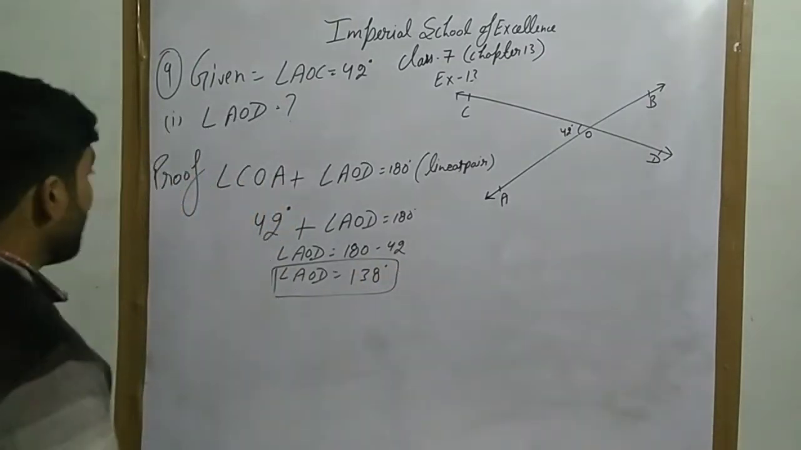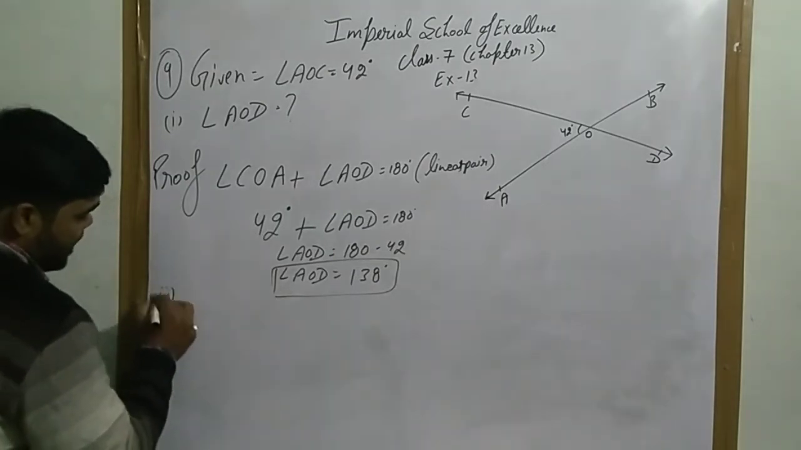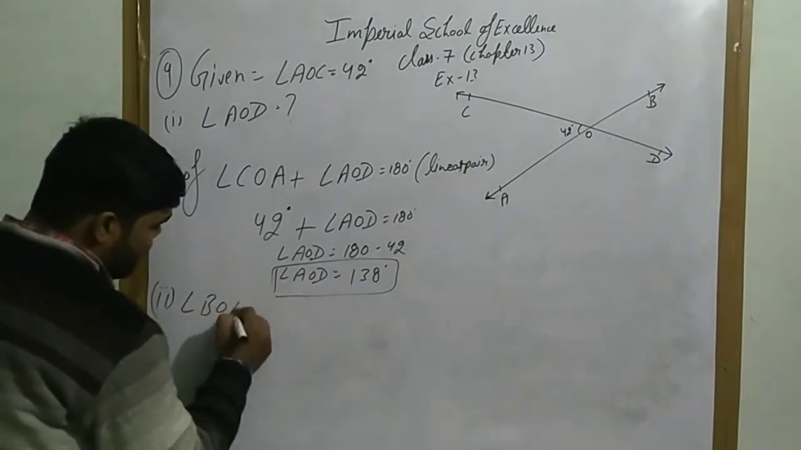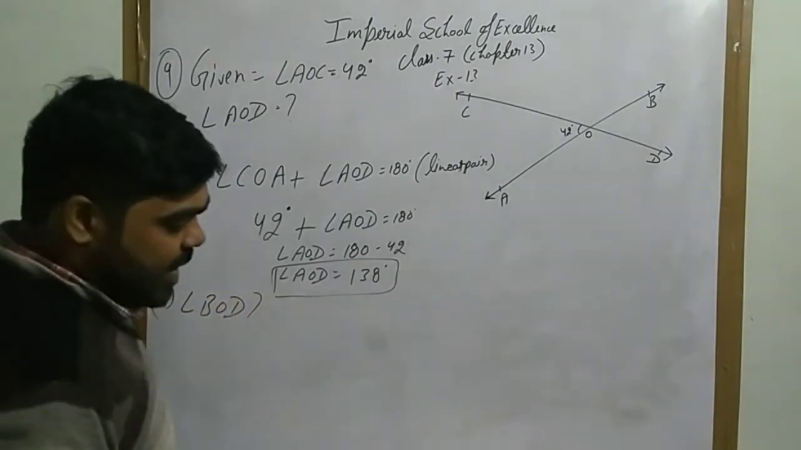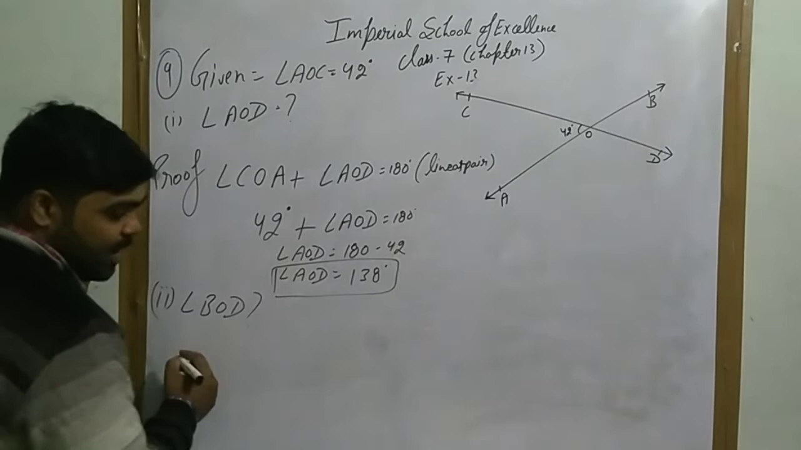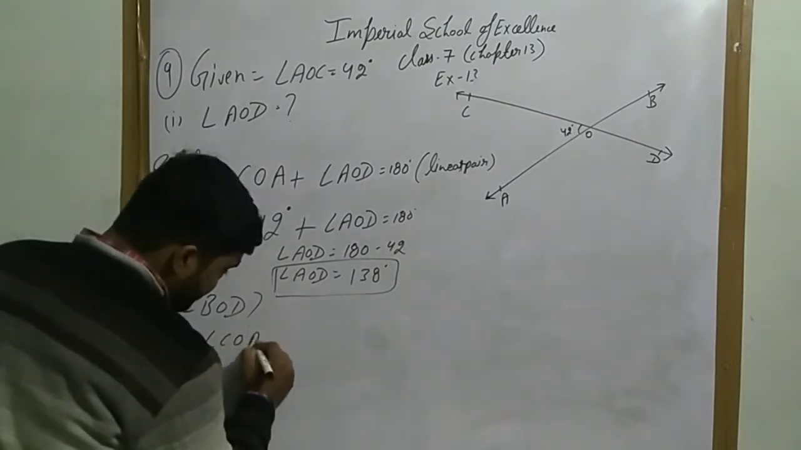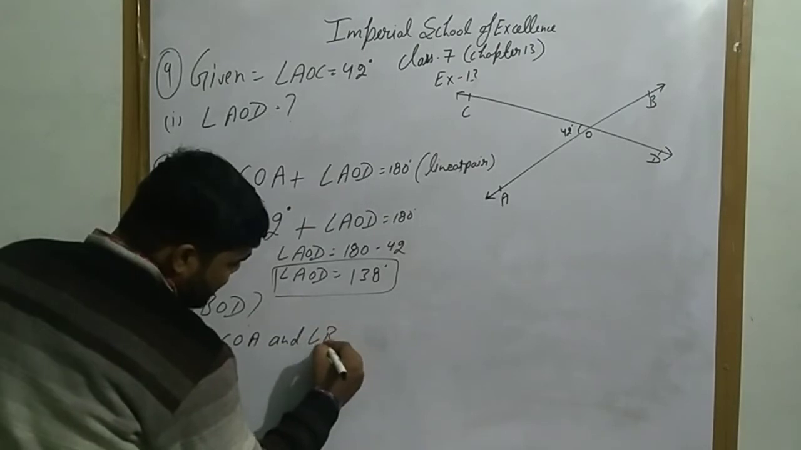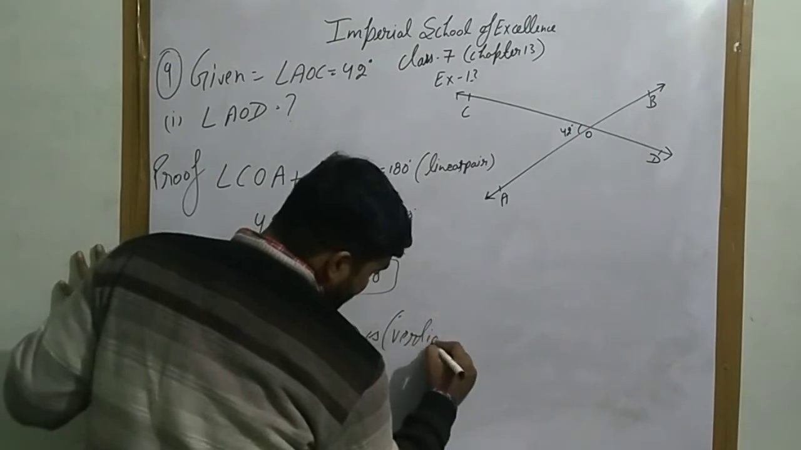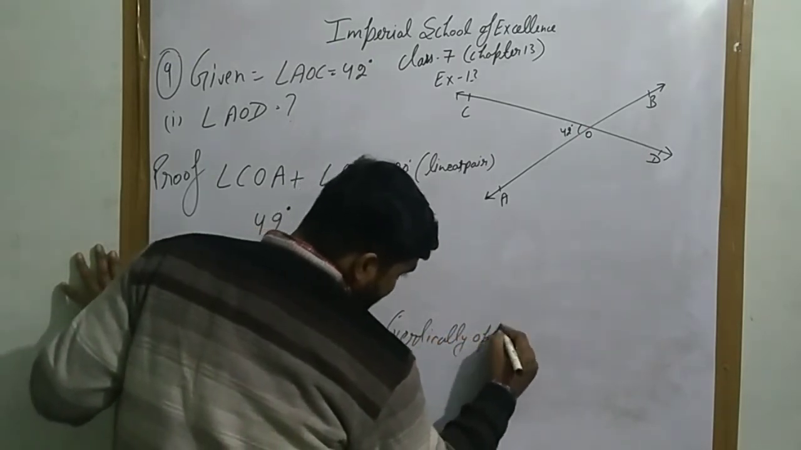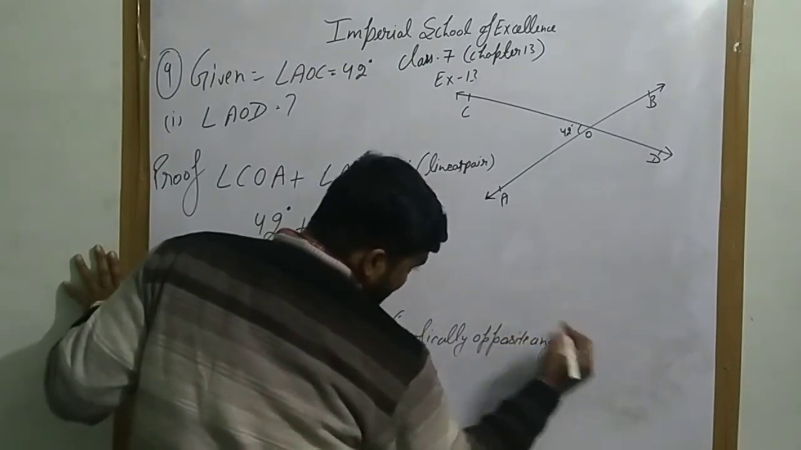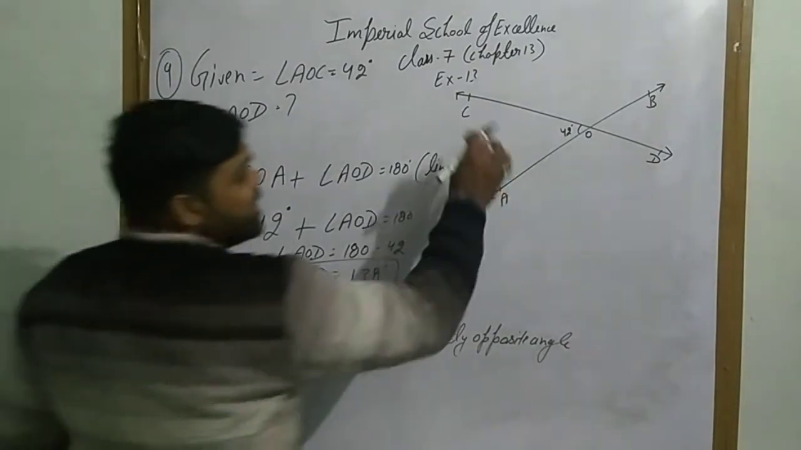Now the second part that we have to find is angle BOD. We have to find angle BOD. Here angle COA and angle BOD are vertically opposite angles.